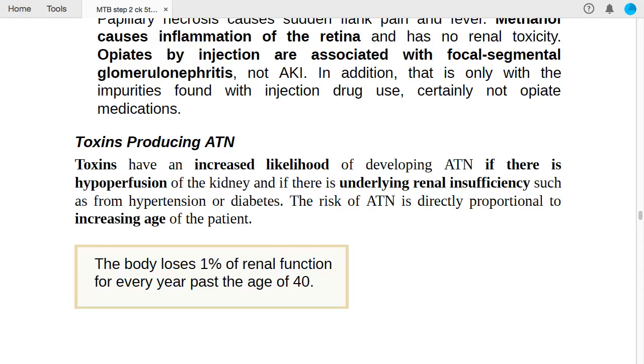The body loses 1% of renal function for every year past the age of 40. So above 40, the body loses 1% of renal function every year. That's an important point to ponder here.